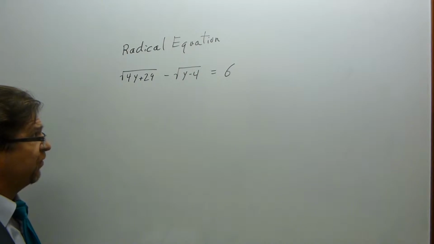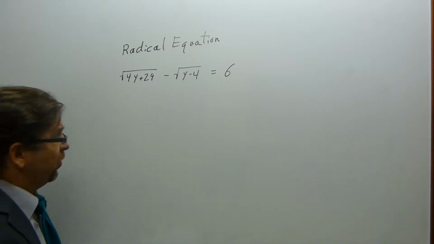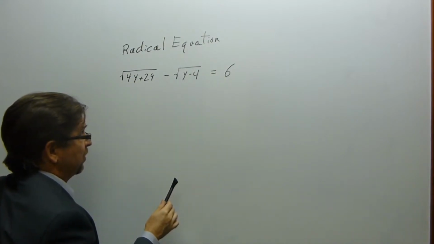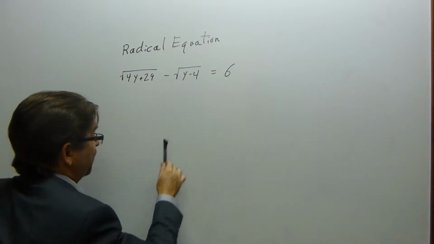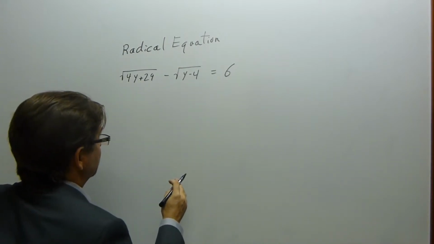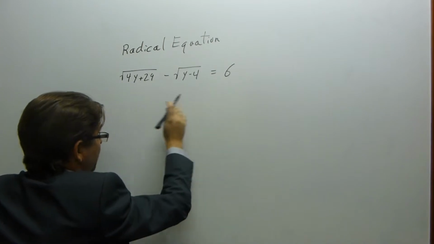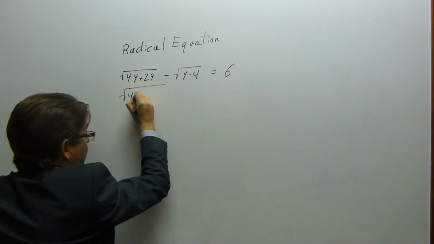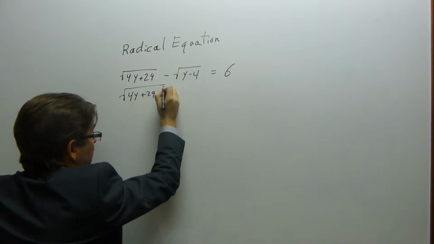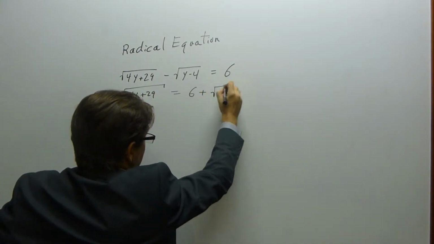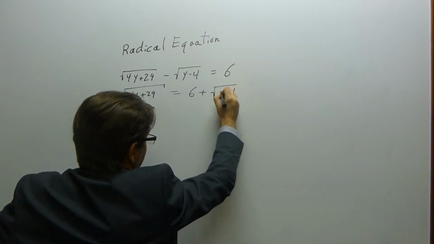Okay, how can we solve this? Well, we could either just multiply both sides and then simplify from there, or we can move one to the other side and then multiply. I'm going to move that to the other side first. I think that just looks a little easier this time. So we'll have 4y plus 29 equals 6 plus root y minus 4.